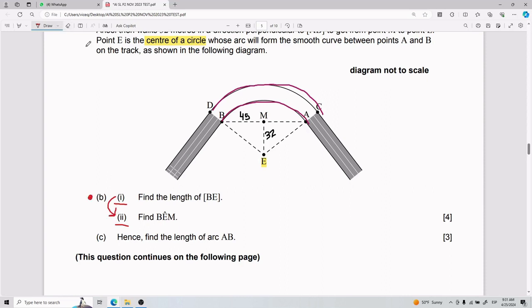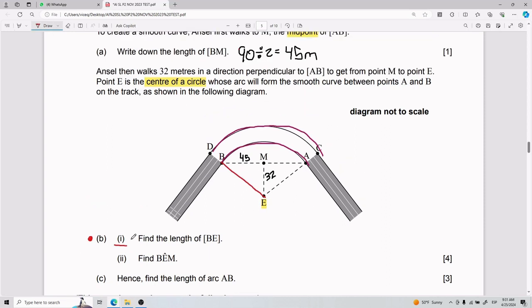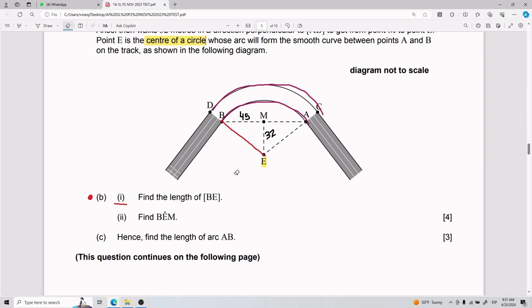That being said, part B I, we need to find the length of BE. And so the length of BE is this right here. Now, I know this diagram can be a little bit overwhelming. There's like a track and technically there's like a circle going around and there's like these two arcs and like a bunch of different stuff. I know it can get a little bit confusing, but whenever they ask for the length of something, just focus on that something, okay?